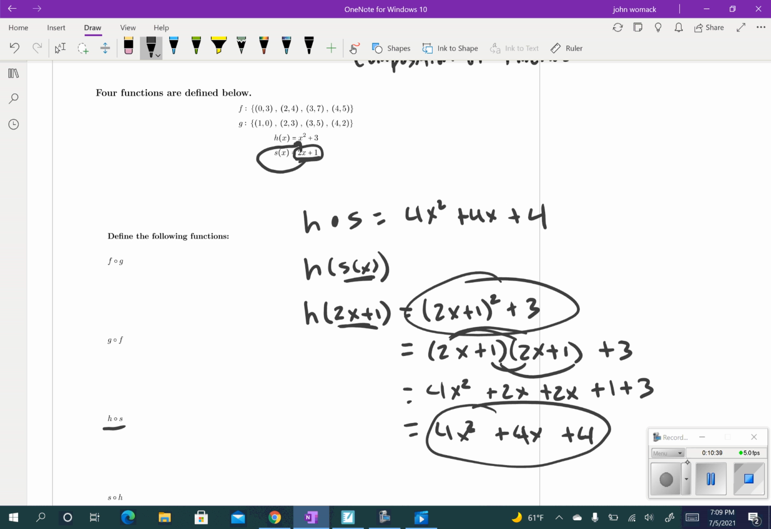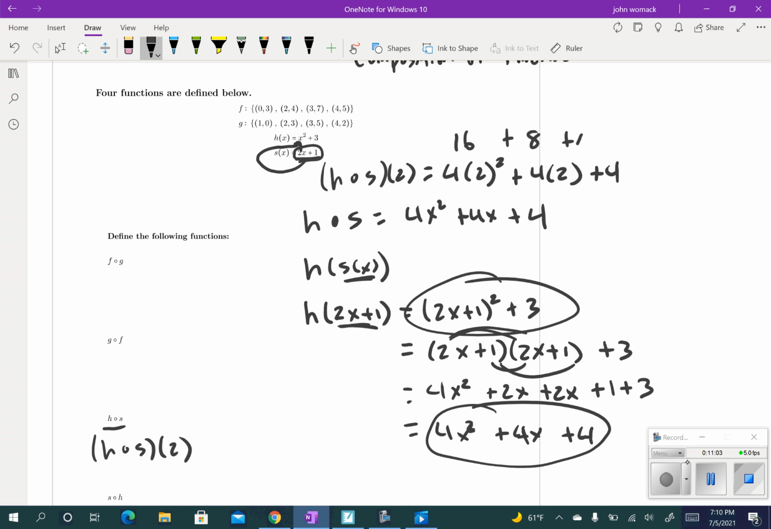Now, if I ask you to find h of s of 2, you can just take 2 and plug it in up here. Well, that'd be 4 times 2 squared plus 4 times 2 plus 4. You just work that out. 2 squared is 4, times 4 is 16, plus 8, plus 4, add that all up. What's that, 28? So h of s of 2 is equal to 28.